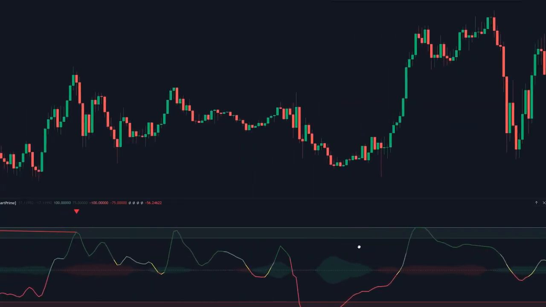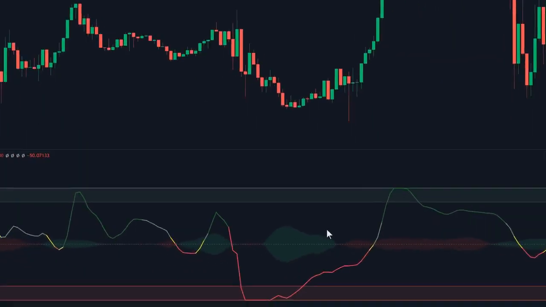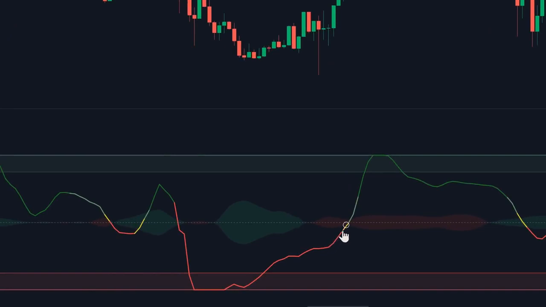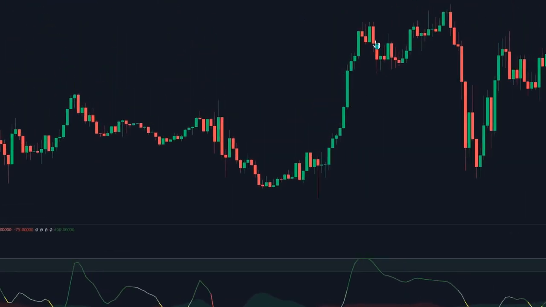Now let's break down its key features and components. This dynamic line that changes color from red to yellow and green is known as the signal line. And then we have these two horizontal levels right here. This upper level is called the overbought level, and it represents the maximum extremity for this indicator's analysis. When the signal line gets into this zone, it indicates that the market is overbought, and it may signal a potential reversal of a bullish trend.